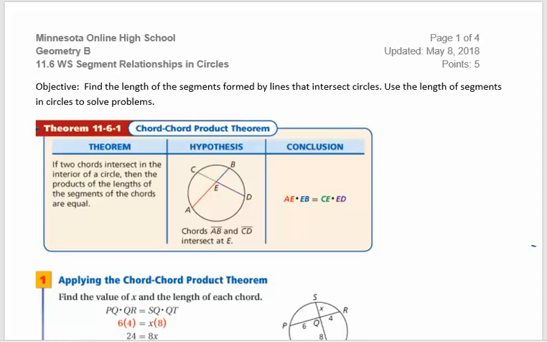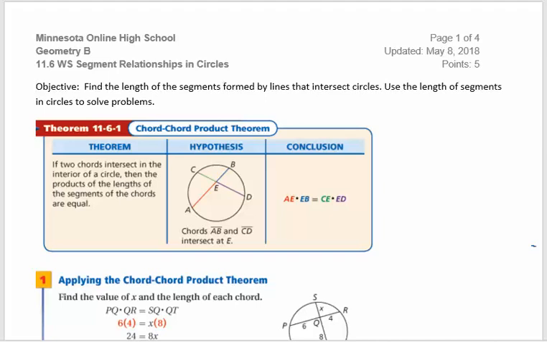In this video, we are going to look at some more theorems about circles, but this time we'll be focusing on the segments in a circle. When two segments intersect, it might be chords intersecting or a diameter and a chord intersecting, there are some theorems that let you find the measurements of pieces of those chords.